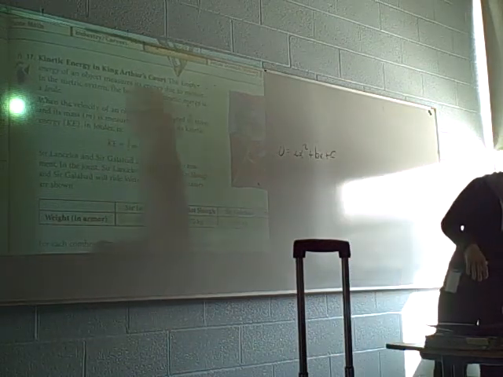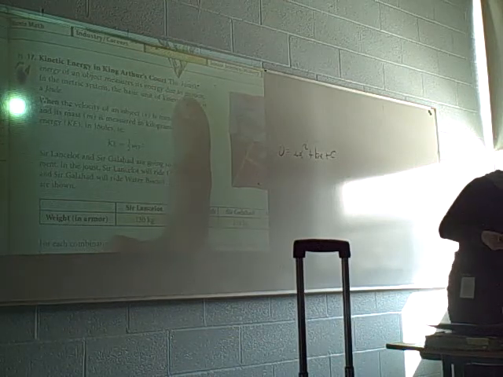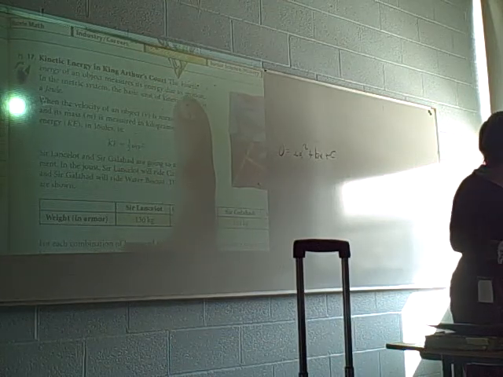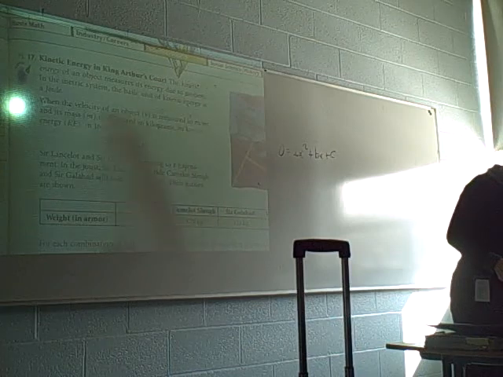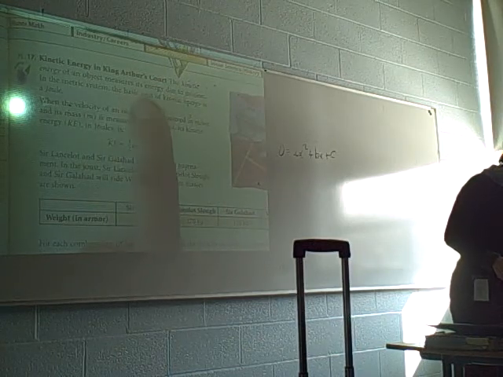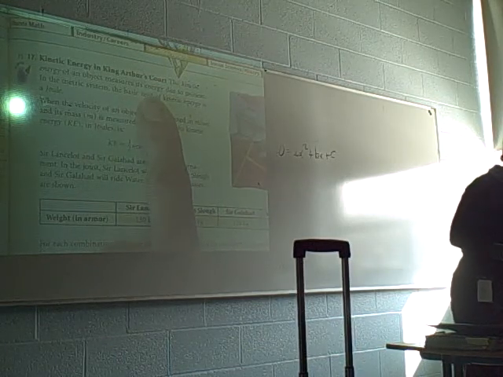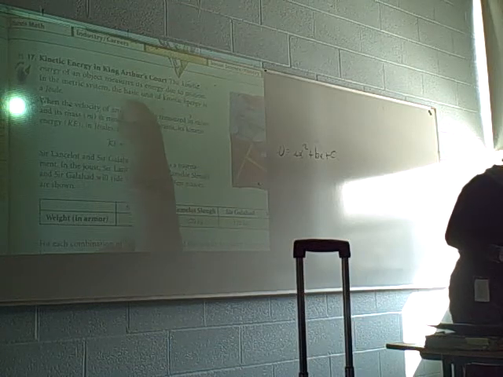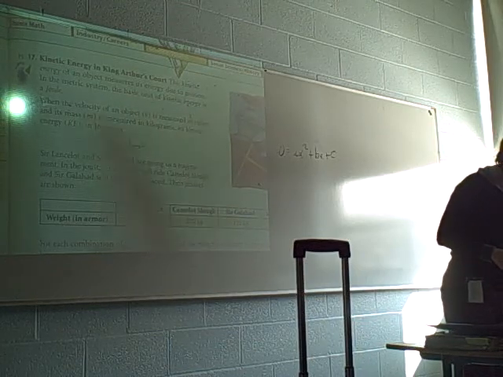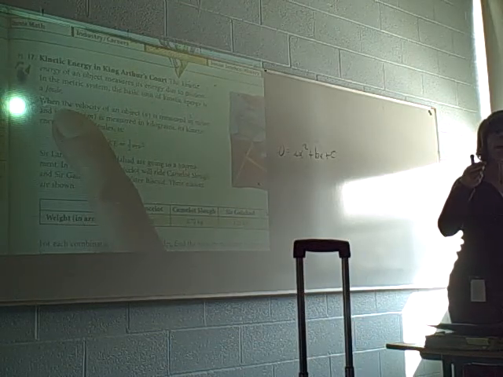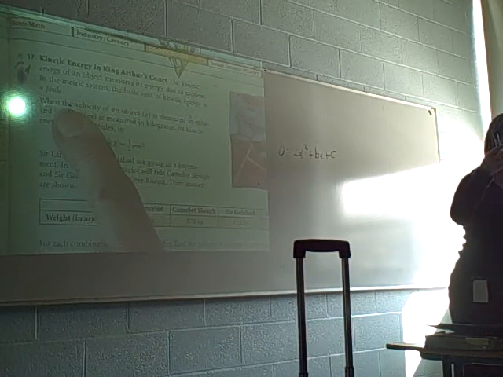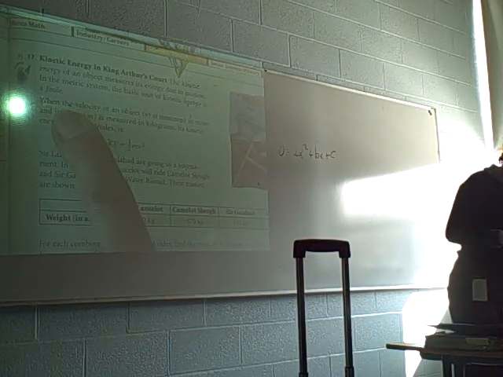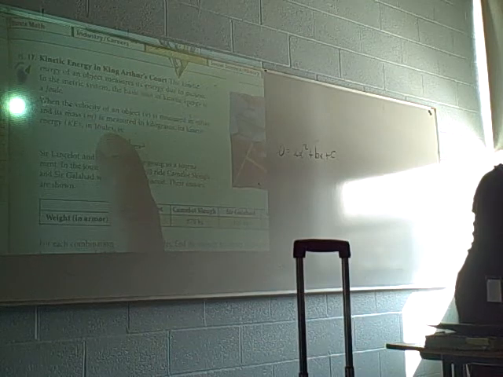So the kinetic energy in King Arthur's Court. They're just giving you a definition here, plain and simple. The kinetic energy of an object measures its energy due to motion. In the metric system, the basic unit of kinetic energy is a joule. You guys in chemistry are talking about joules now. Yeah, we did it a long time ago.